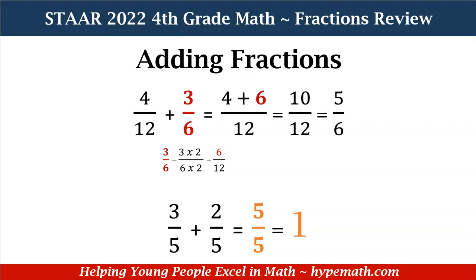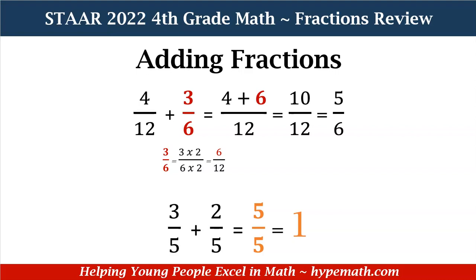So what I need to do is find the equivalent fraction for 3/6. In order to do that, what I must do is look at the denominator and ask myself, what number times 6 is equal to 12? And the answer is 2. So I'm going to multiply my numerator and denominator by 2. Let's multiply our numerators going across. 3 times 2 is equal to 6. And our denominators, 6 times 2 is equal to 12. So my equivalent fraction for 3/6 is 6/12.